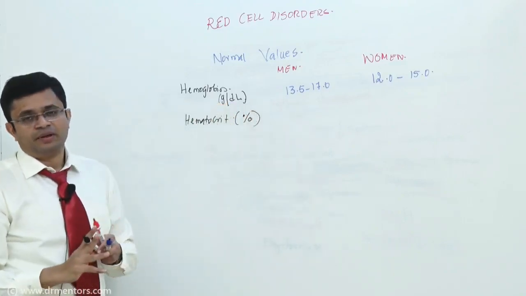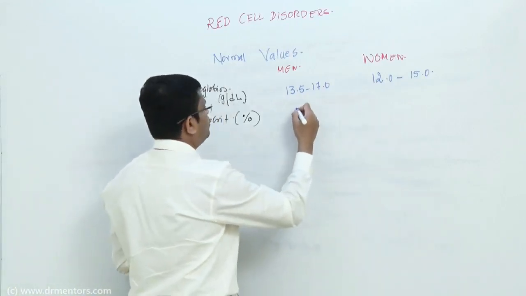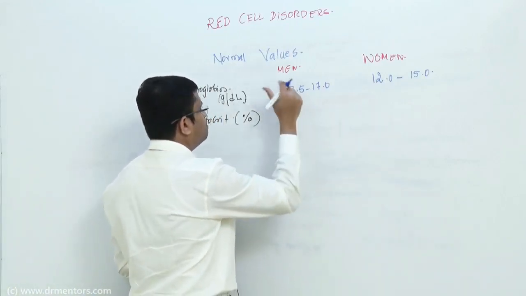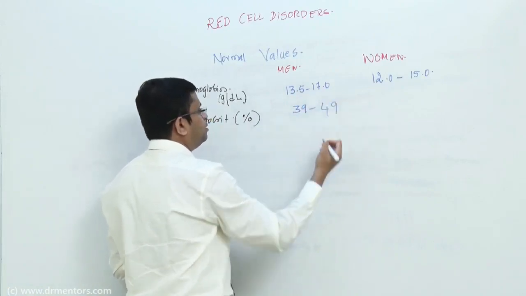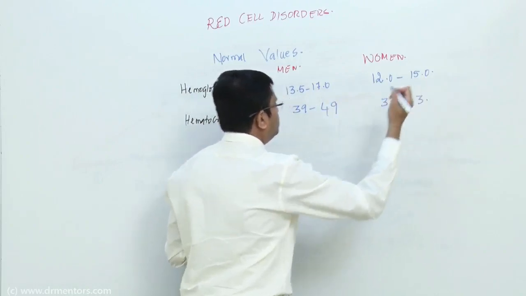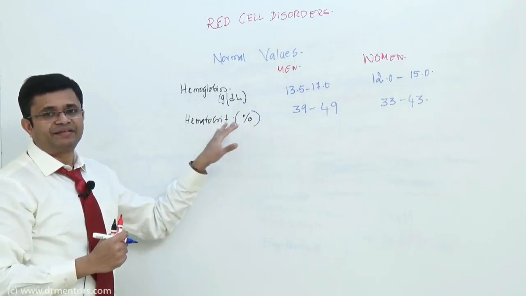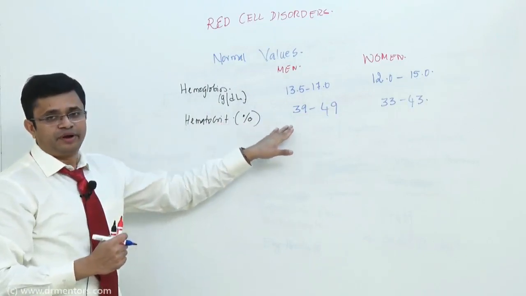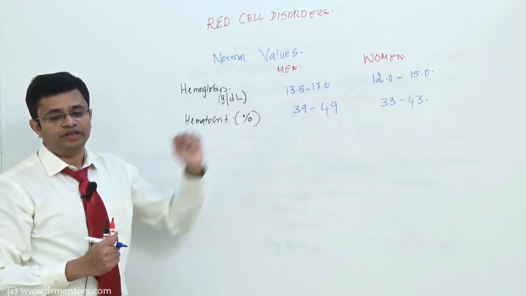Hematocrit is measured in percentage. The hematocrit value, also called packed cell volume or PCV, is around 39 to 49 for men, whereas for women it is 33 to 43.